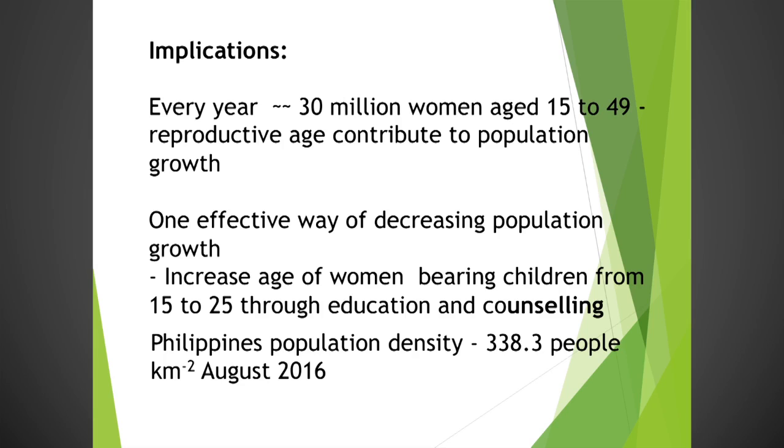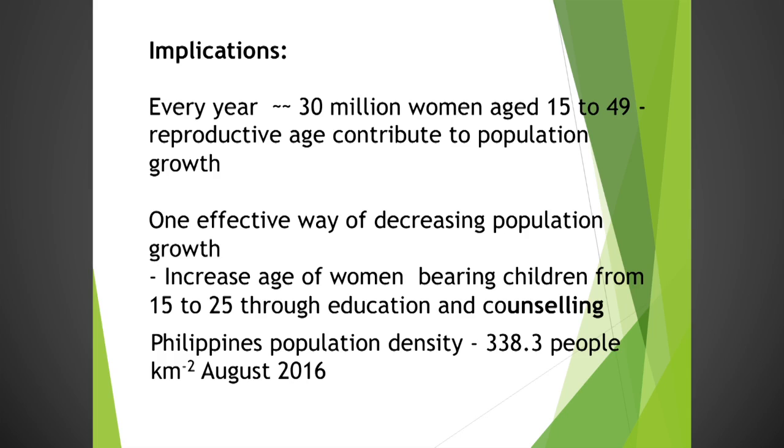Now, it's very important to understand the meaning of these ecological periods. It means that with the reproductive period from 15 to 49, there are at present about 30 million women. And these 30 million women are the ones responsible for increase in population. Now, in ecology, one effective way of decreasing population growth would be increasing the age of women bearing children.